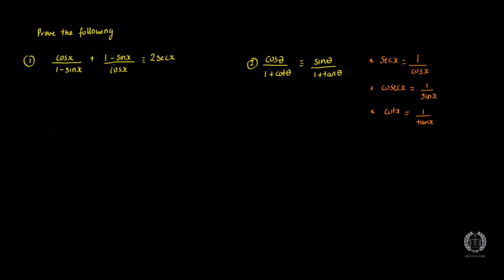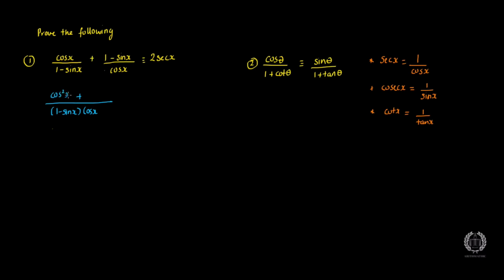The first thing that I'm going to do is find my lowest common multiple between these two. My lowest common multiple between 1 minus sin x and cos x is just going to be 1 minus sin x and cos x together. You just bring them together. Now for me to get this answer here, all I have to do is cross multiply. So cos x times cos x is cos squared x.